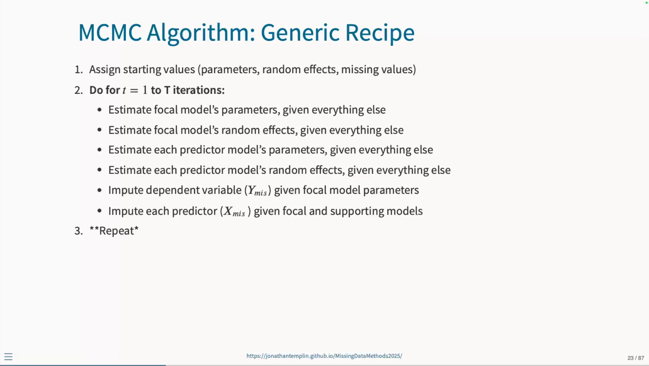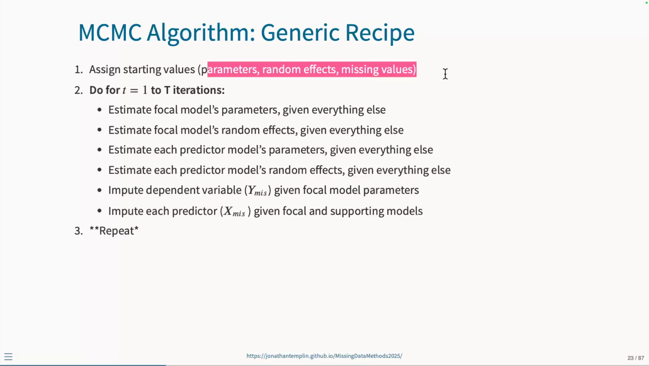You can see the generic recipe. You'll see this as well. I mean, this is really very generic, but he put it in the book and I thought I'd share it with you. For each iteration in a chain, you start with a set of starting values for all parameters, random effects, and missing values. So you have complete data and completely random guesses as to what the parameter estimates should be. And then for each iteration, you sample each one of those things. You can think of every part of this highlighted in pink here as what's being sampled in the Markov chain. So step one, you might get the parameters. Step two, you might get the random effects. Step three, you might get the predictor model parameters.